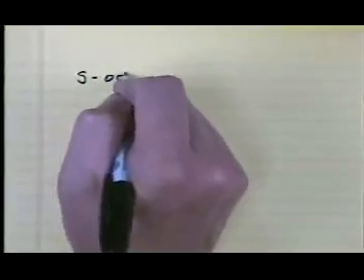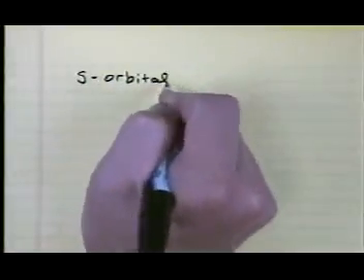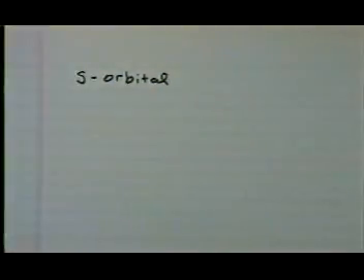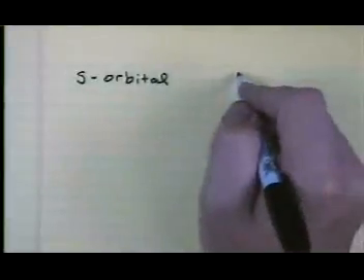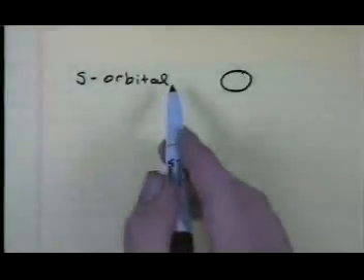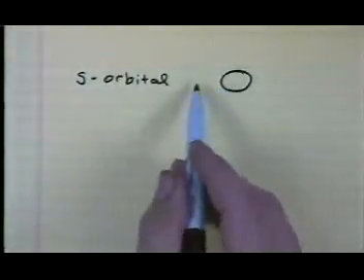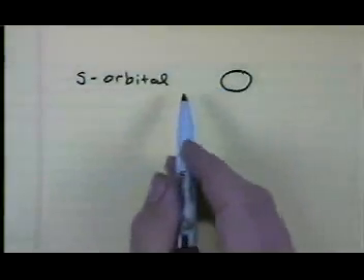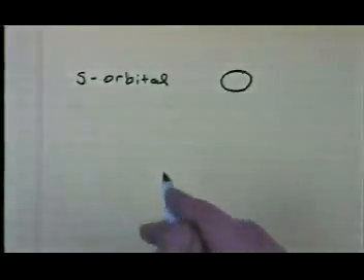I'd like you to know that an s orbital has a shape that's approximated, or not approximately, but exactly a sphere. A two-dimensional approximation would be to simply draw a circle.